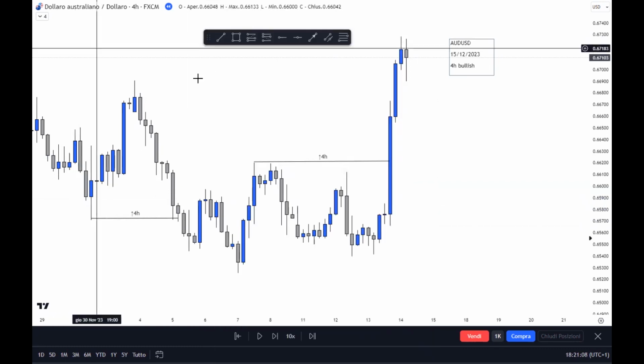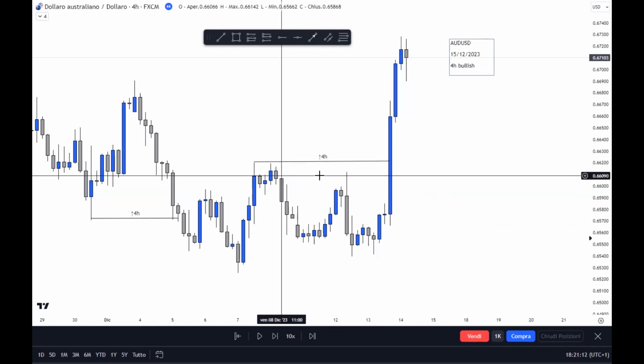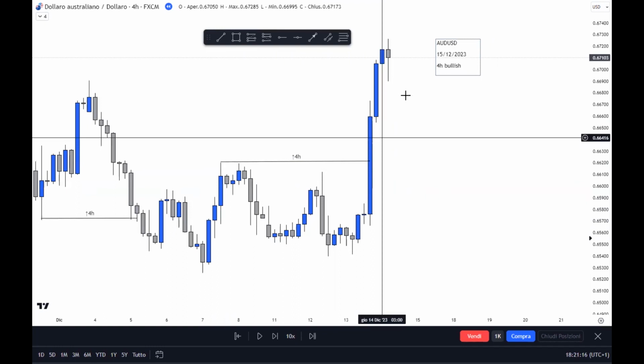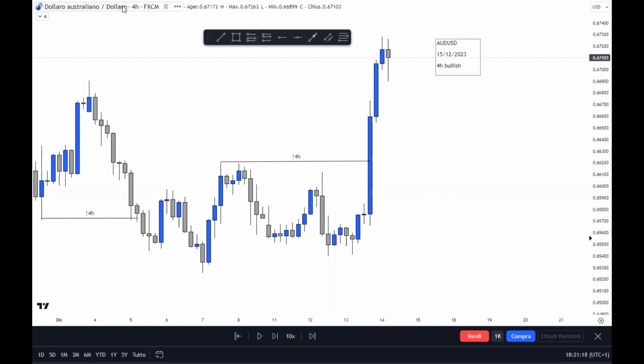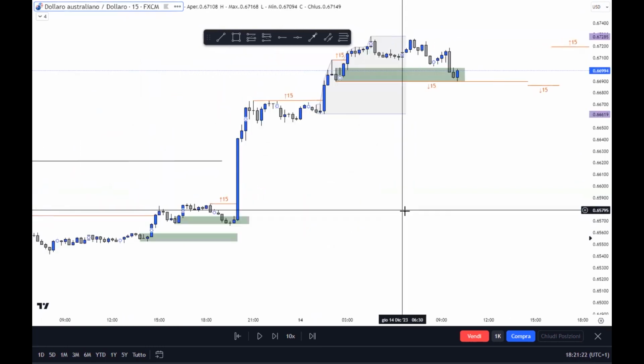We are here on the Australian dollar versus the US dollar. Jumping into the market, it's bullish, right? So what we are really looking for here is, of course, long trades.